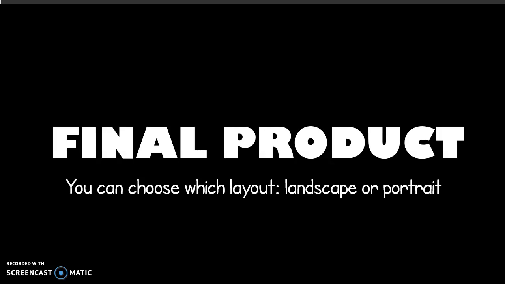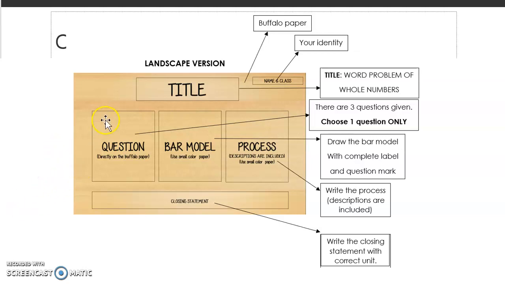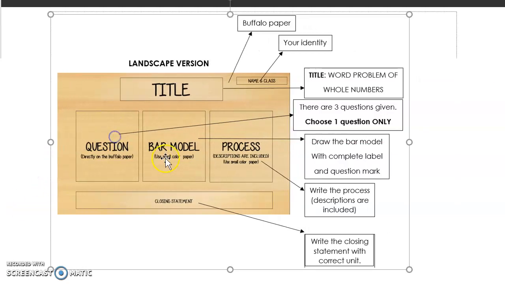Okay, this one, final product, you can choose which one you want, landscape or portrait. If landscape, it means you will use it like this. This one is the landscape. So the title, of course, you have to use the title Word Problems of Whole Number, or you can use Word Problems only, that is okay.